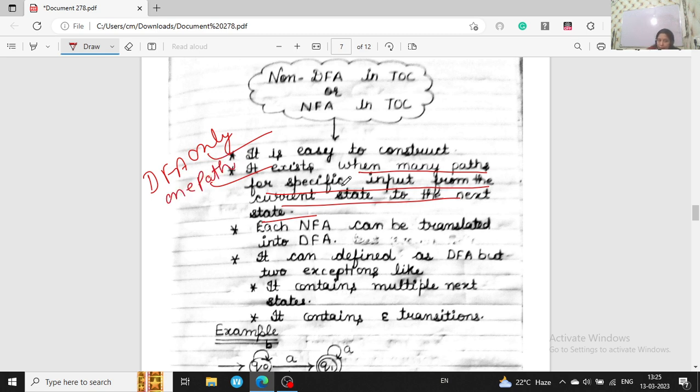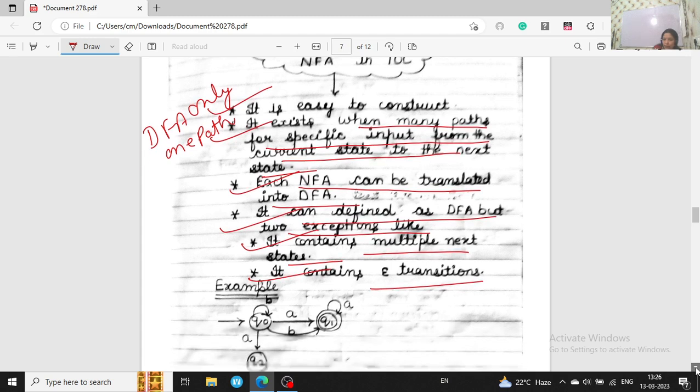But in NFA, there are many paths for a specific input from the current state to the next state. Each NFA can be translated into a DFA. It can be defined like a DFA, but with two exceptions: it can contain multiple next states, and it can contain epsilon transitions. Now, an example.